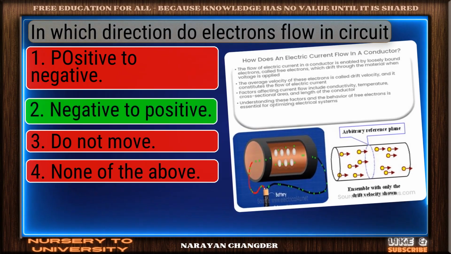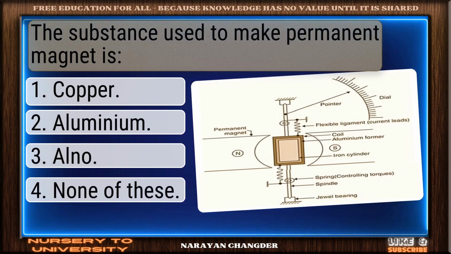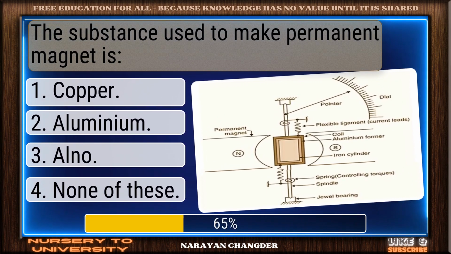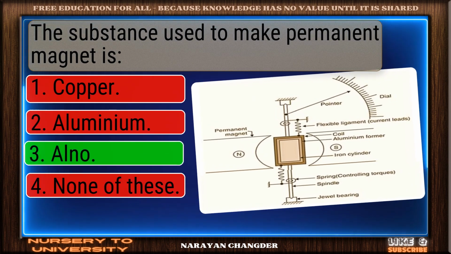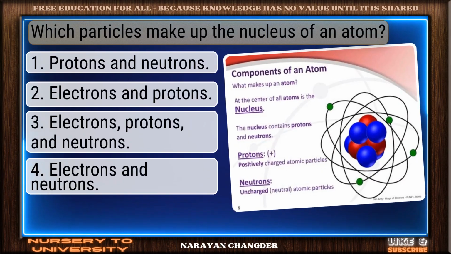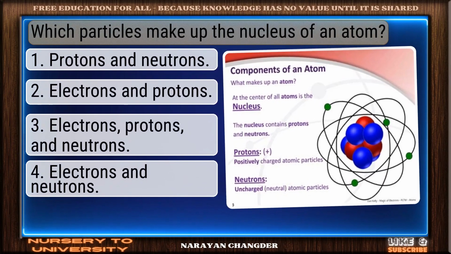Great thinking. Negative to positive is the right choice. Question number 82. The substance used to make permanent magnet is? Smart pick. Alnico is the correct choice. Question number 83. Which particles make up the nucleus of an atom?